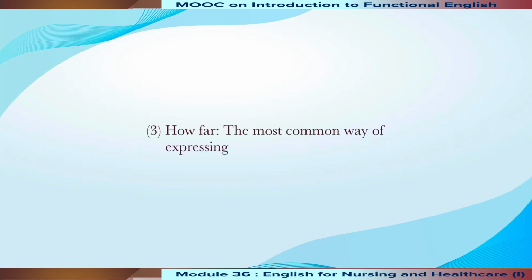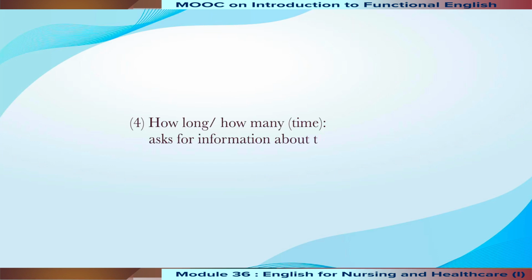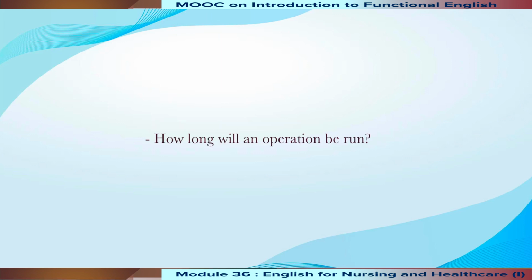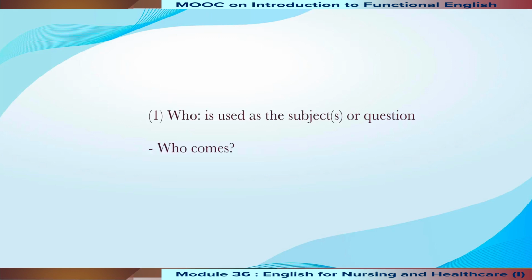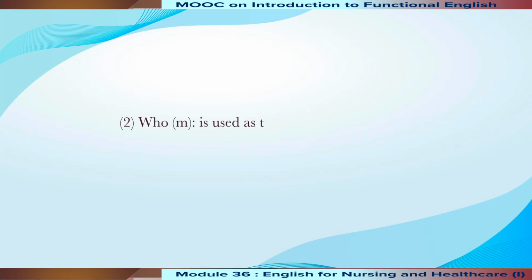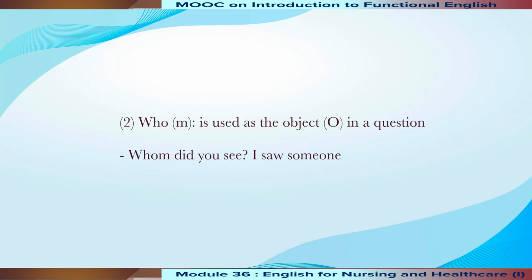Next we might go to how far, the most common way of expressing distance. How far is your house from the hospital? Last but not the least, how long or how many times. These ask for information about the length of time, such as how long will an operation run. Next we have a different set of questions: who, whom and what. Who is used as the subject of a question. Who comes, for example.